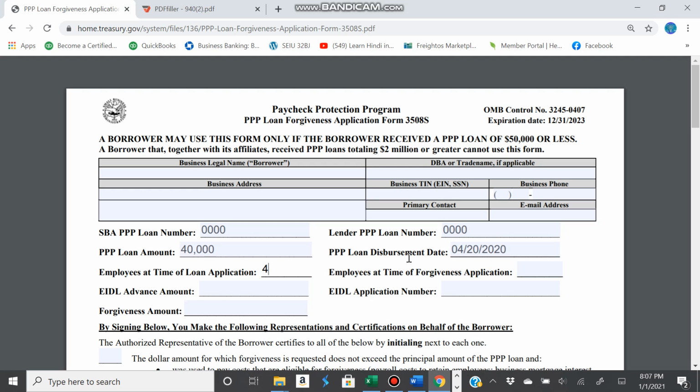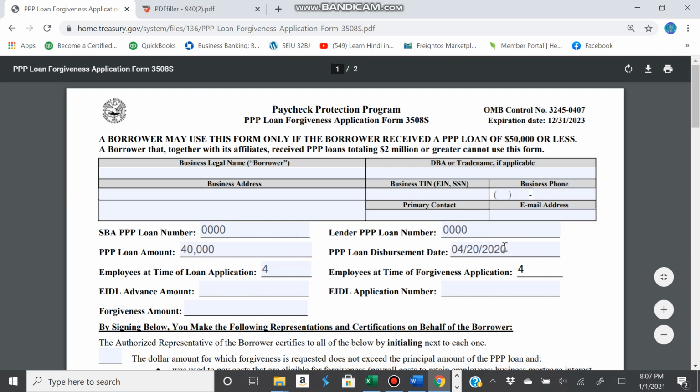Okay, so our disbursement date is April 20th. So the end of a cover period, if we are using a 24-week payroll period, would end at October 4th. So the end of October 4th is the end of our cover period. If we maintain the number of employees that we stated on our loan application, we are going to use 4. If it was reduced by 1, we use 3. So we maintain the number of employees, so we use 4.